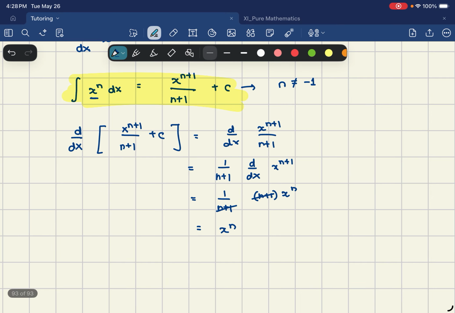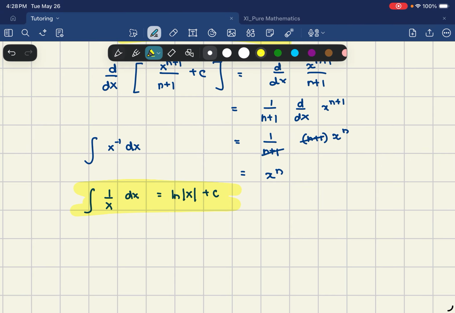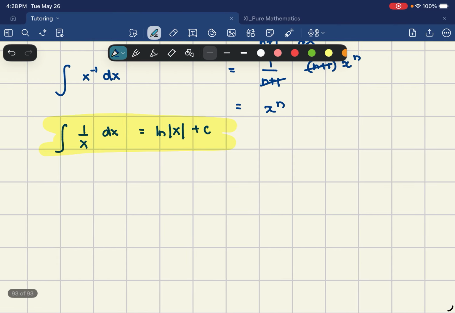So what if n is equal to -1? What if you have integration of this thing, the integral of 1 over x dx? How do you solve this? Well, this is going to be ln modulus x plus c. Although I don't think this is covered for this year, if your n is -1, then this is going to be your answer. And this comes from the fact that if you differentiate ln x or ln modulus x, you get 1 over x.